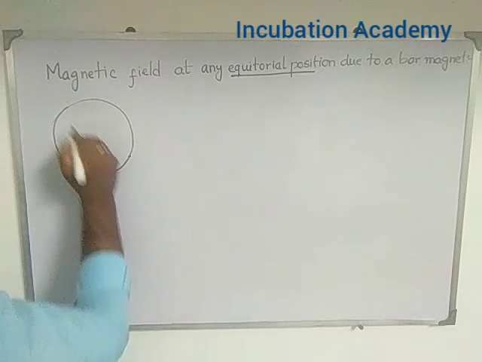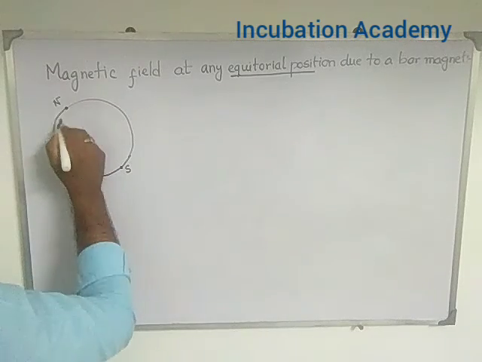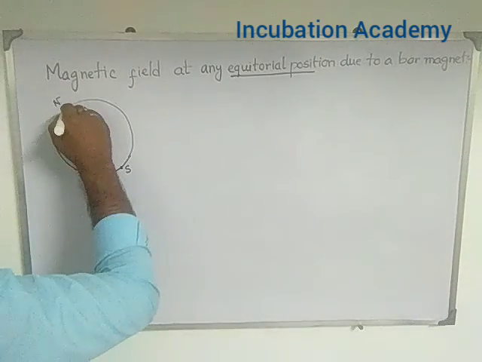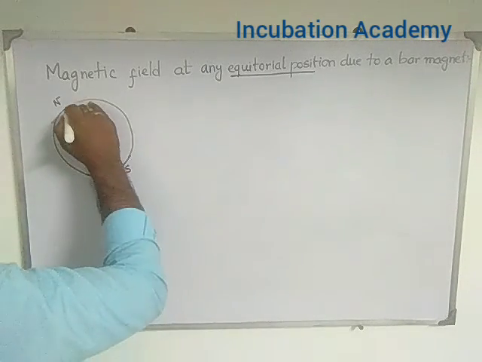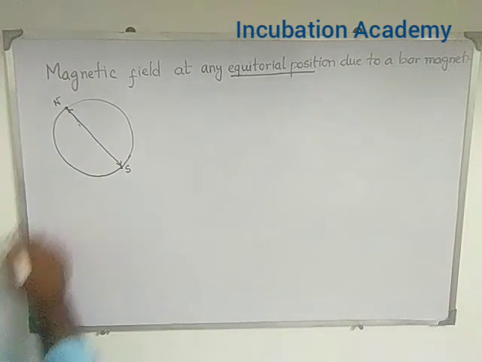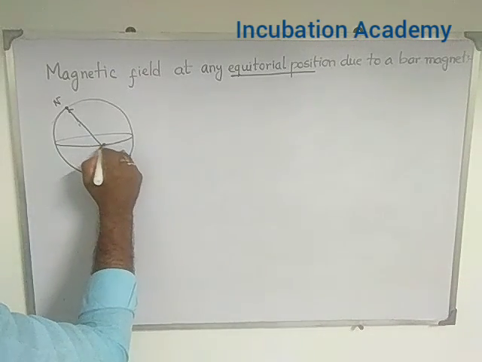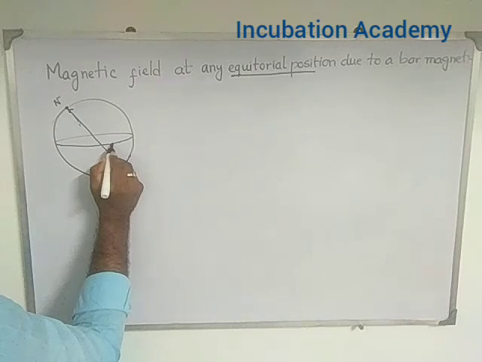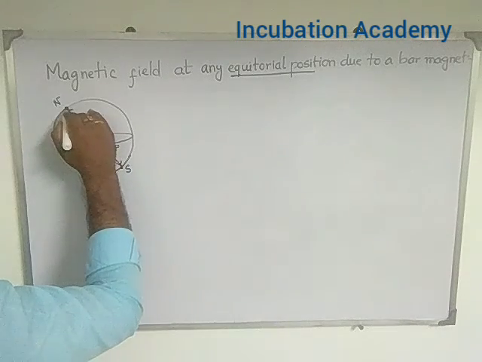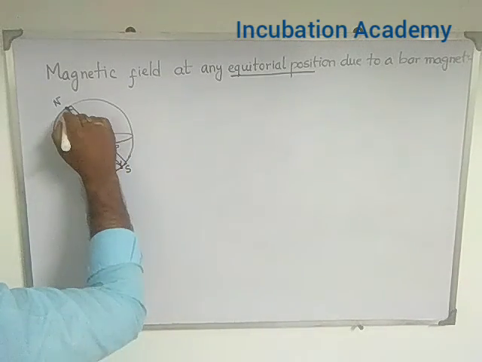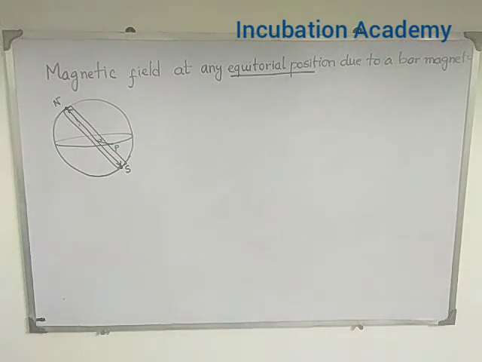the earth. And you know that this is the south pole and this is the north pole, the magnetic north and the magnetic south. If I want to understand, this is the magnetic length of the earth's magnet. So if we consider this is my equator, and if I want to find out the magnetic field at any point capital P, then it is just perpendicular to the length of the bar magnet.